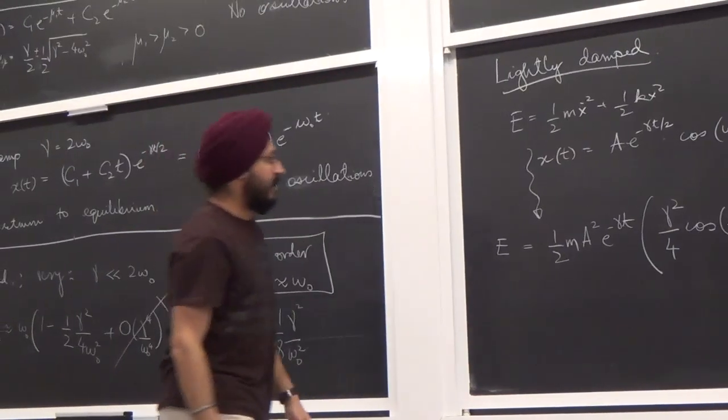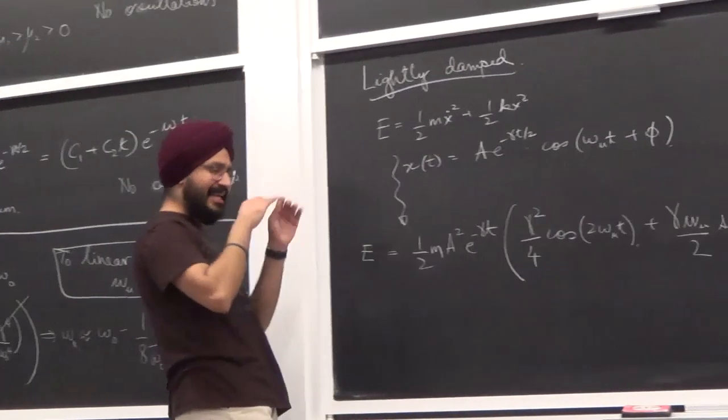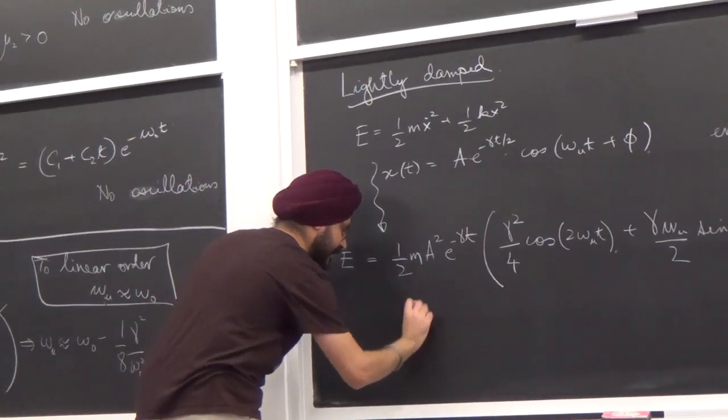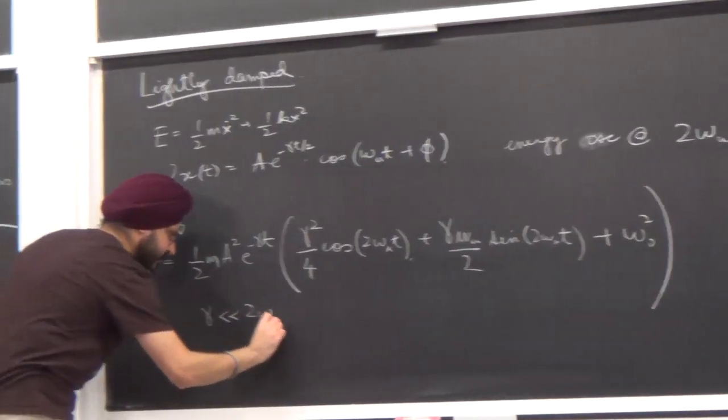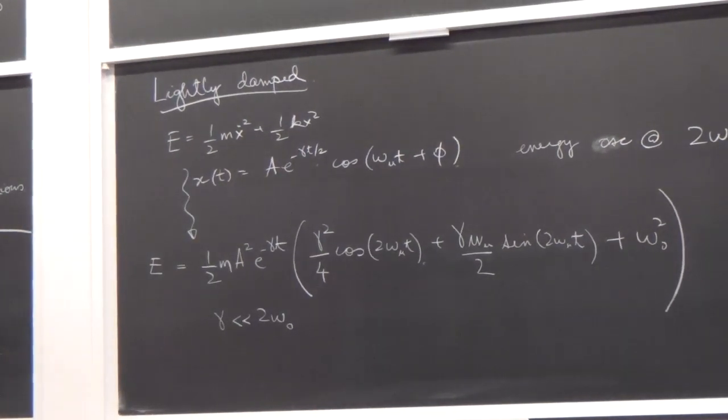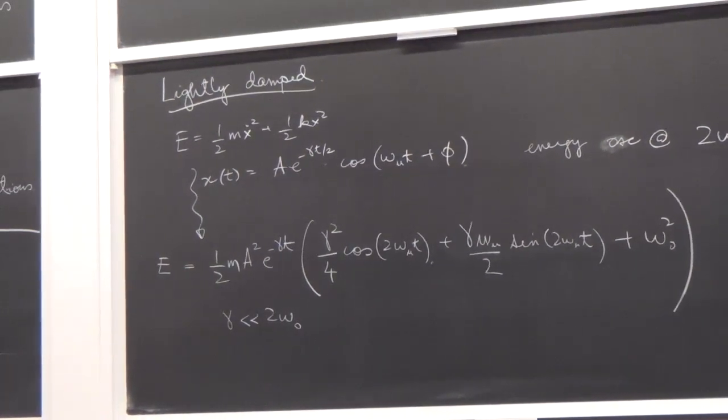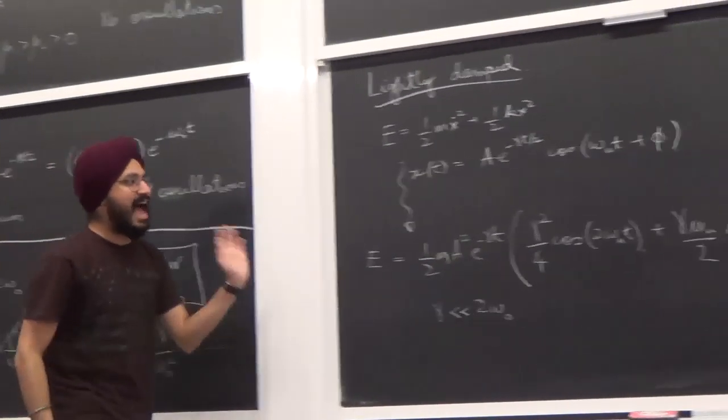Okay. All right, now for the case of very light underdamping. So when gamma is much, much less than 2 omega naught, in that case, again to linear order, omega u is approximately omega naught. I can average this out.